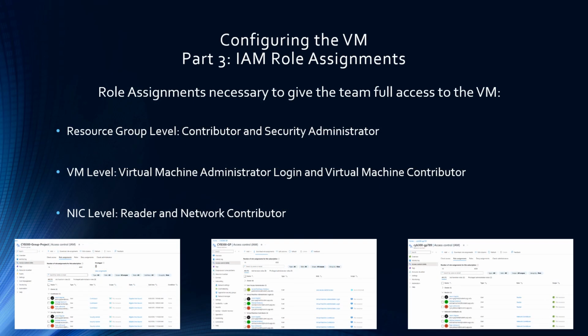A big part of the initial setup was assigning the correct roles so each team member could access the virtual machine properly. At the resource group level, we added contributor and security administrator rights. At the virtual machine level, we used virtual machine administrator login and virtual machine contributor. And at the network interface level, or NIC level, we assigned reader and network contributor. This layered approach gave everyone enough permissions to do their tasks without leaving the virtual machine wide open.